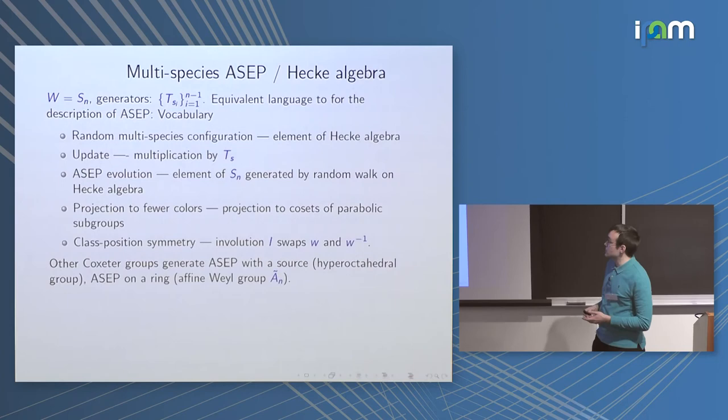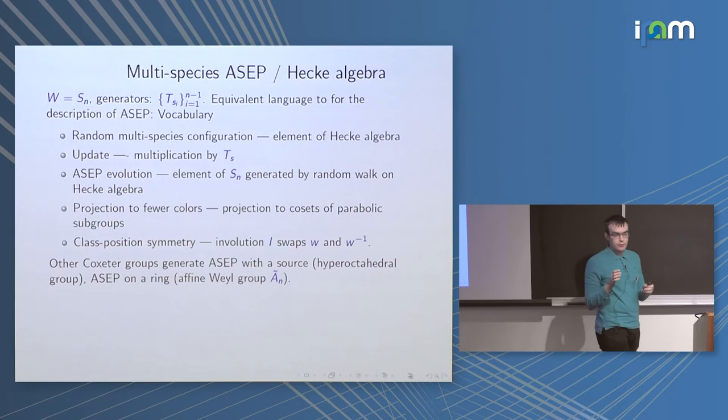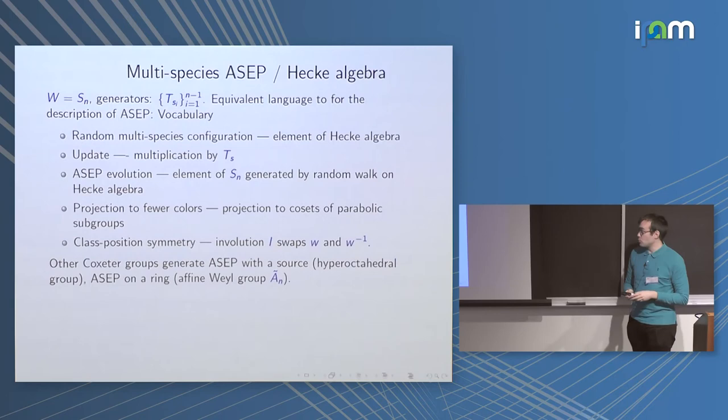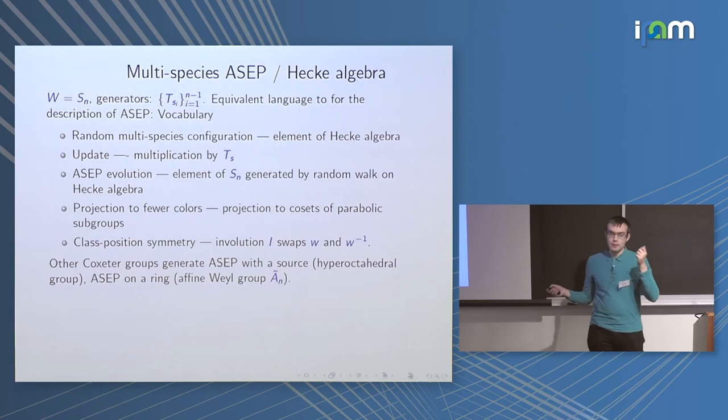An important point is that when I have n types, I can always reduce the system to two types, particles and holes, or three types. If I have a certain linear order on the set of types, I can subdivide it into intervals and think about particles in some interval as just one type of particle. This operation also has a nice algebraic interpretation as projection to cosets of parabolic subgroups. And in probabilistic language one can call this class position symmetry. This is a certain property which corresponds to this involution which swaps W and W inverse.